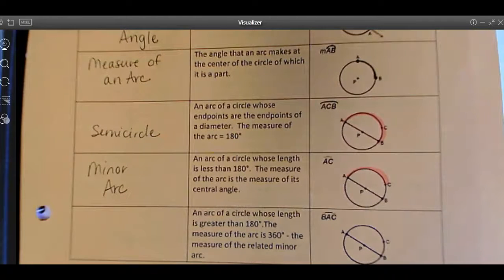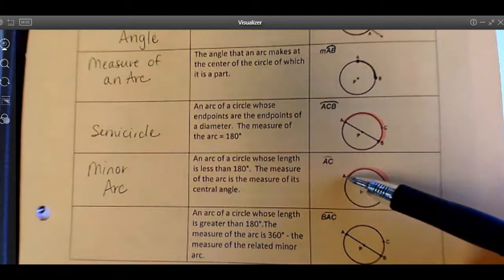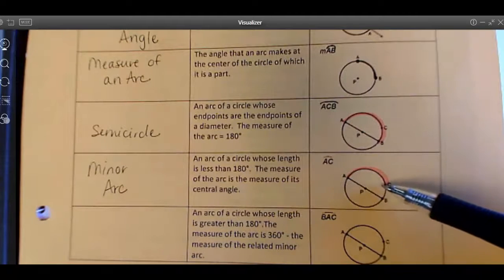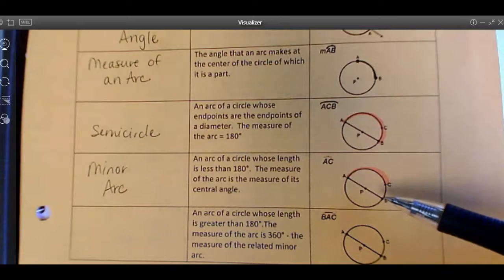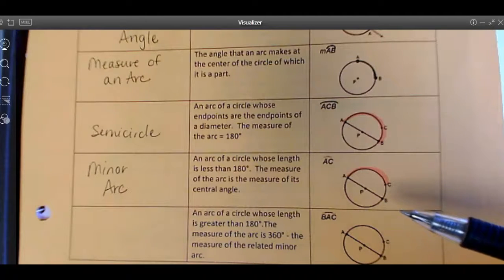Whenever you're given an arc, if you're only given 2 letters, you have to go the shortest way. Okay? On this problem right here, I could not go from here all the way around to C because that's the longest way. If there's only 2 letters given to you, it's a minor arc. And it has to be the shortest way to get from A to C, okay?